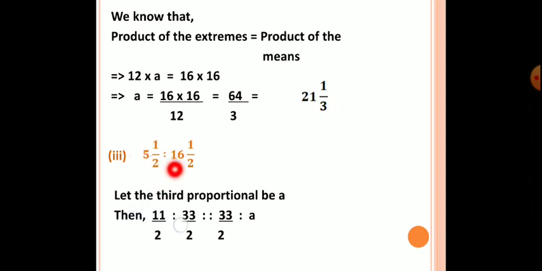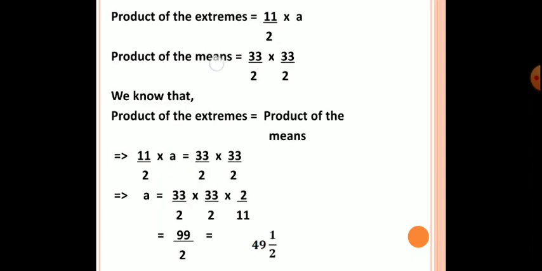5 1 by 2 is to 16 1 by 2. So again we'll assume that the third proportional be A. So then let us convert this mixed fraction into improper fraction. So 5 1 by 2 can be written as 11 by 2. 16 1 by 2 can be written as 33 by 2. So we'll write 11 by 2 is to 33 by 2, proportionate sign, 33 by 2 is to A.